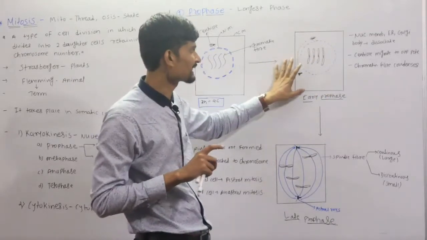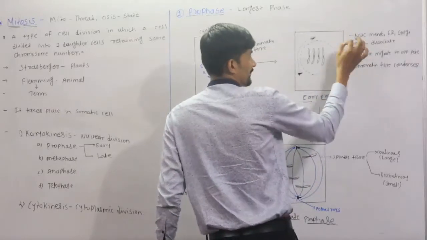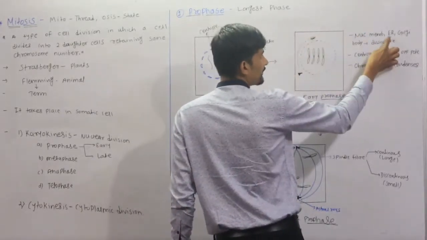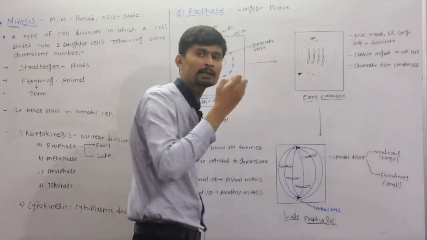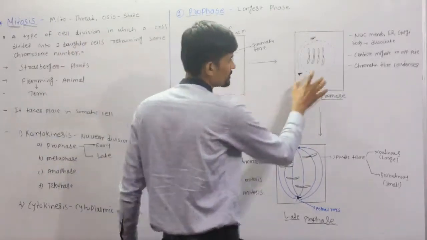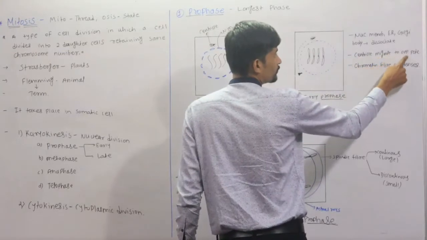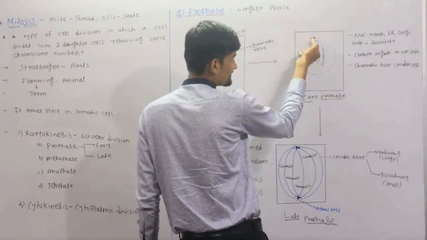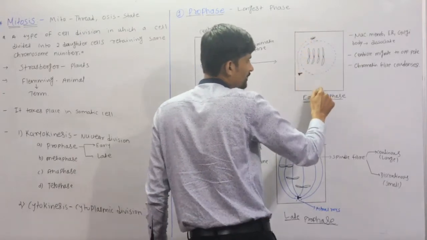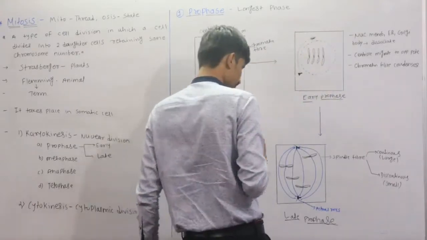This is the picture diagram. Now we will see the theory, the points you have to remember. What happens in the early prophase? Actually, the nuclear membrane, endoplasmic reticulum, Golgi bodies, and other cell organelles start to dissociate. That is why the nuclear membrane looks like this. Then the centriole migrates to the opposite pole. So this is the centriole, and this is one, and another one is migrating to the opposite pole. This is the pole. So these two poles are opposite to each other.